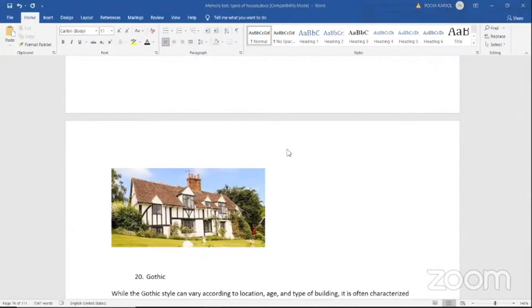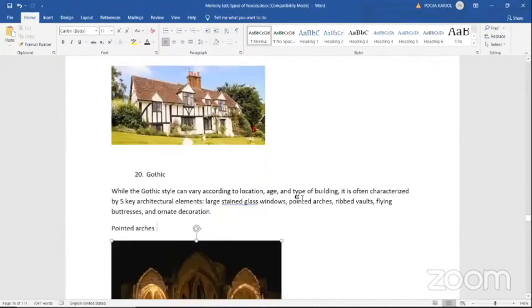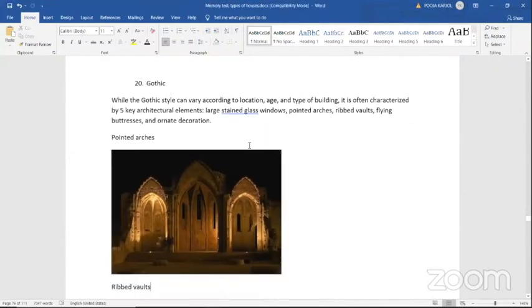Gothic. Large stained glass windows, pointed arches, as you can see. Ribbed vaults; we'll see what a ribbed vault means. Flying buttresses and ornate decoration.